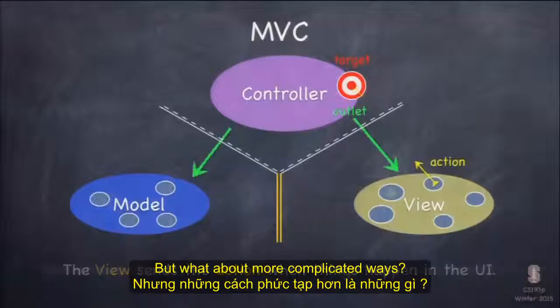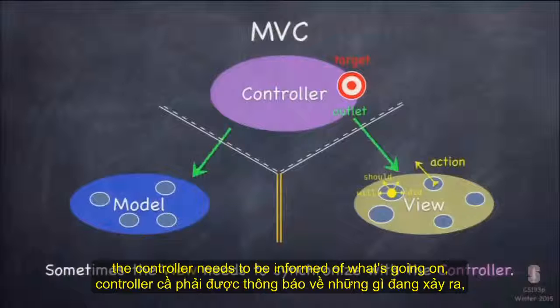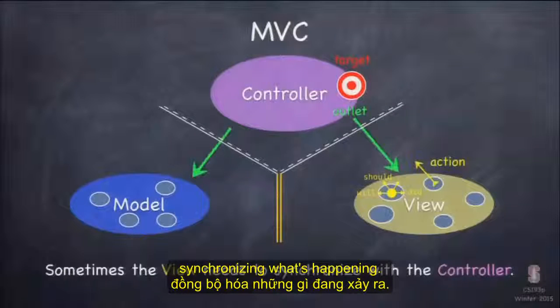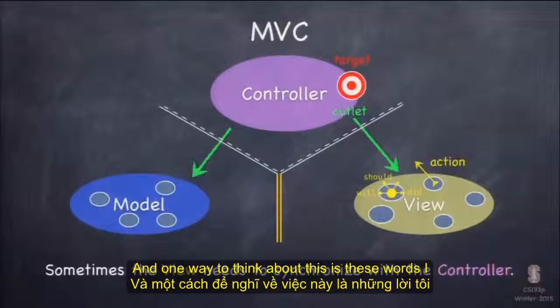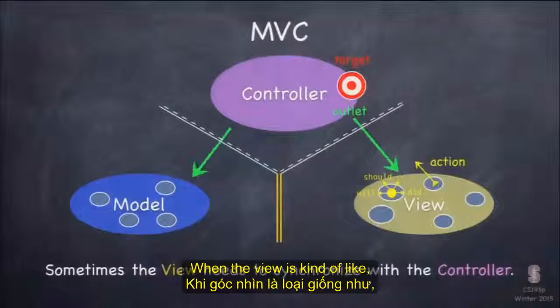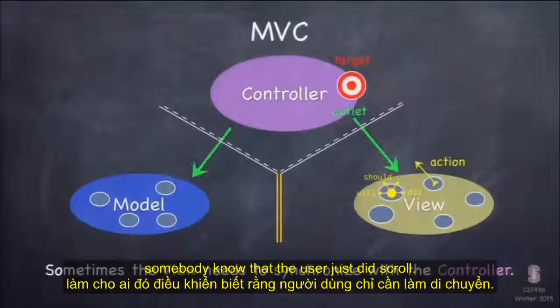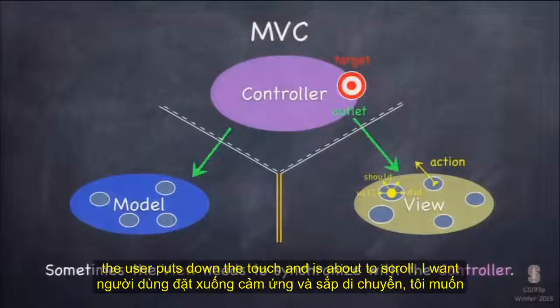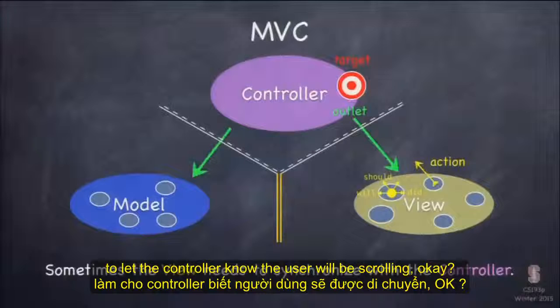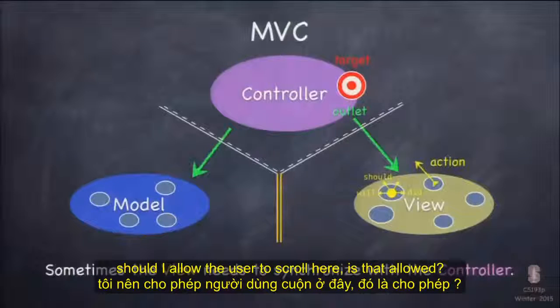But what about more complicated ways? Sometimes things are happening in the view that are somewhat complicated, and the controller needs to be informed of what's going on, synchronizing what's happening. One way to think about this is these words I put up here: will, should, and did. Let's say I'm a scroll view and I'm scrolling around, and I want to let the controller, somebody, know that the user just did scroll. Or the user puts down the touch and is about to scroll, I want to let the controller know the user will be scrolling. Or the user puts the touch down and the scroll view wants to know, should I allow the user to scroll here? Is that allowed?